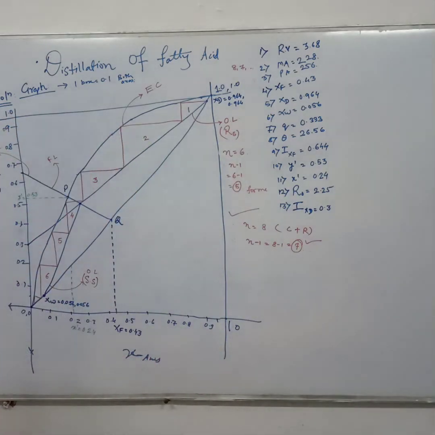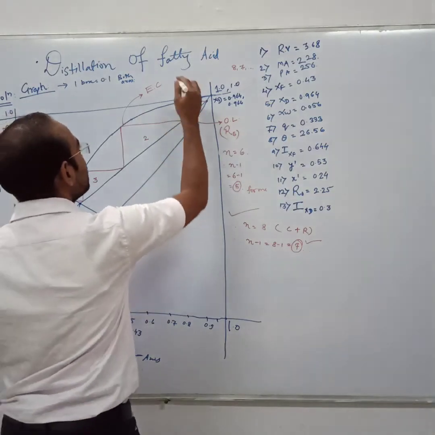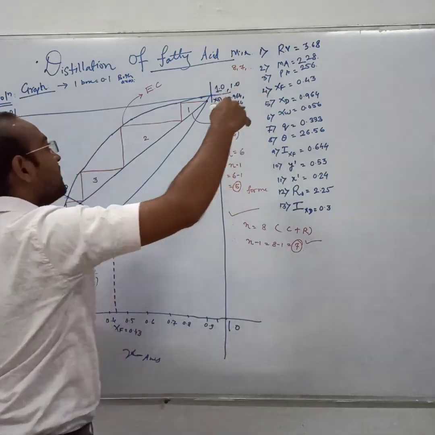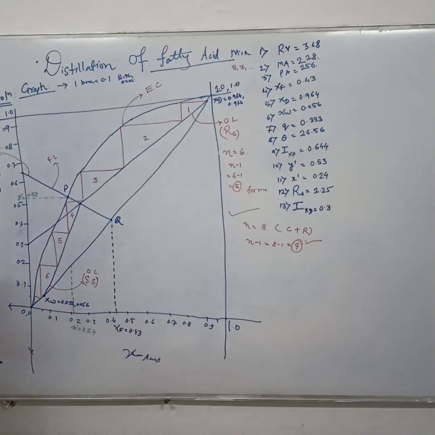So I think this is all about your numerical, and in this way we are able to find the number of plates using the graphical method. And yes, this is a very rare numerical, because it's really difficult to find such distillation numericals on a fatty acid mixture, specifically related to our branch, that is oil technology.